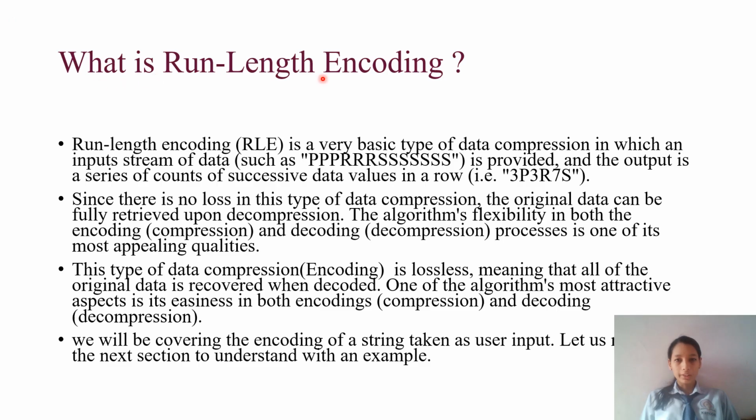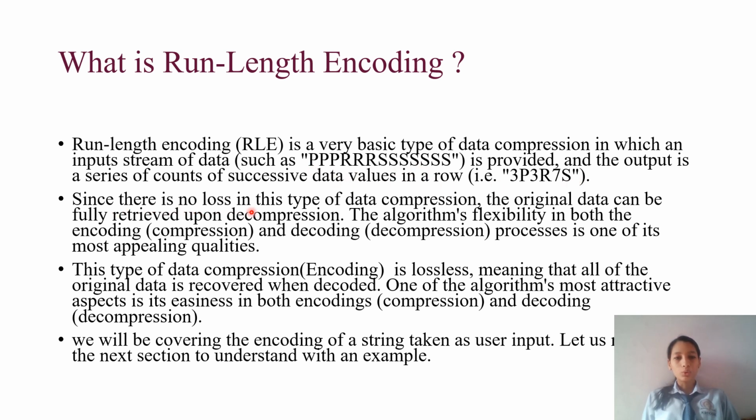What is run length encoding? Run length encoding is a basic type of data compression in which an input stream of data, such as this example that is given, is provided, and the output is a series of counts of successive data values in a row, that is 3p3r7s is the output of the given input.